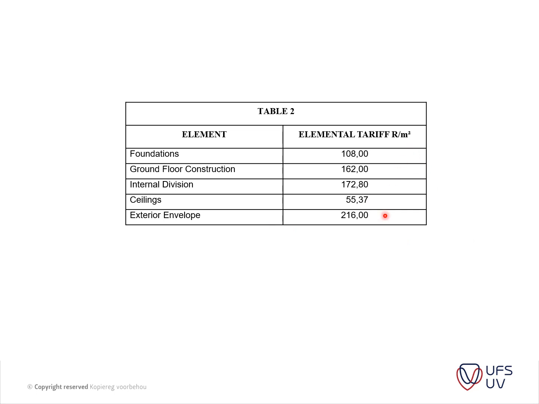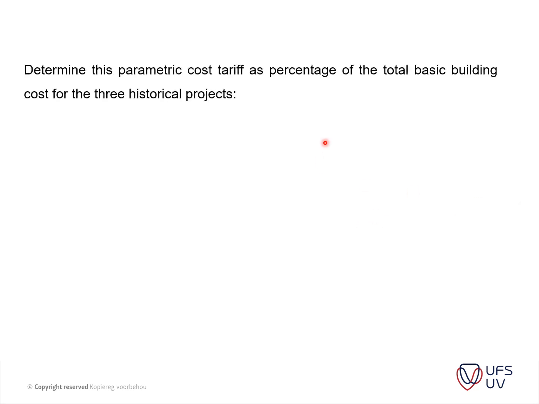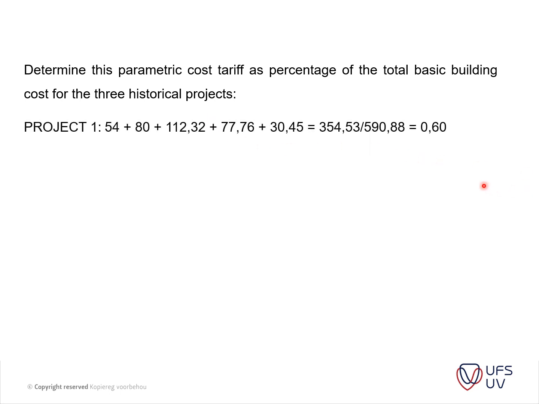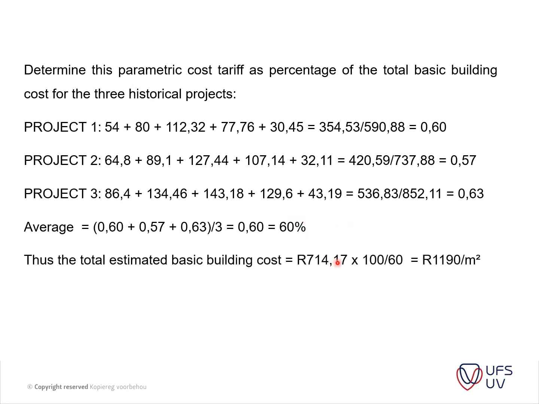So these are the items that you use, and then you add up the ones that you've already calculated, and see what your current rate per square meter is, and then you go through the process of determining the parametric system. From your table of the historical projects, you calculate what those items contribute, and you calculate the average, and then you extrapolate that. So that's just a revision of last week.